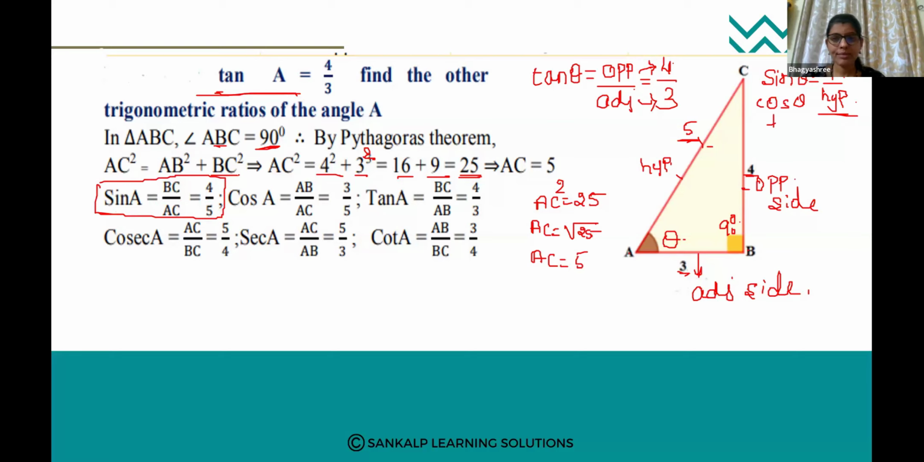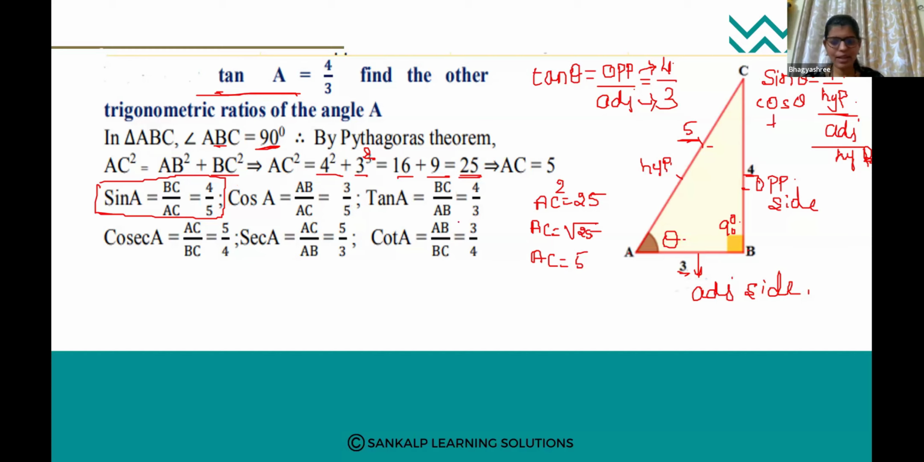Next trigonometric ratio is cos A. To write this, first we must know the trigonometric ratios correctly, right? So cos A means what? Adjacent divided by hypotenuse, right? Which one is the adjacent side? AB is the adjacent side and AC is the hypotenuse. So AB divided by AC. AB value is 3, AC value is 5, right?